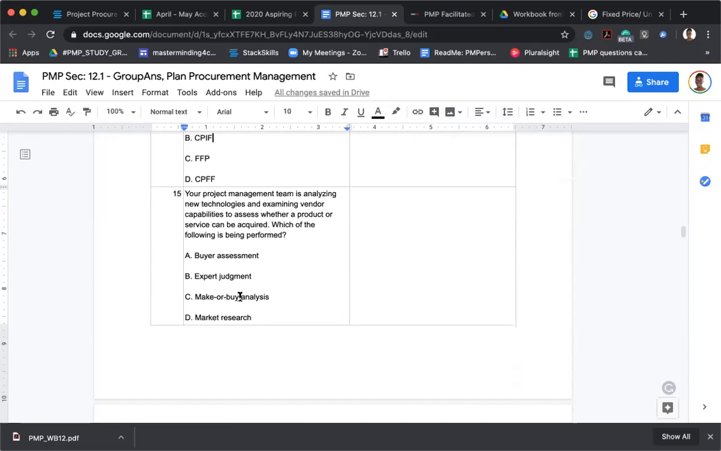Your turn. Your project management team is analyzing new technologies and examining vendor capabilities to assess whether a product or service can be acquired. Which of the following is being performed? Buyer assessment, expert judgment, make or buy analysis, or market research? Whether it can be acquired.